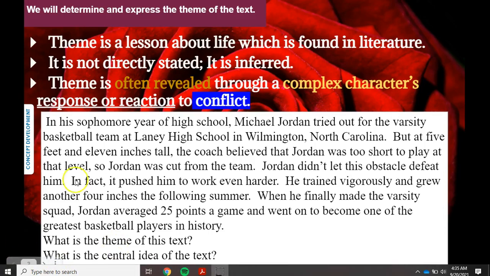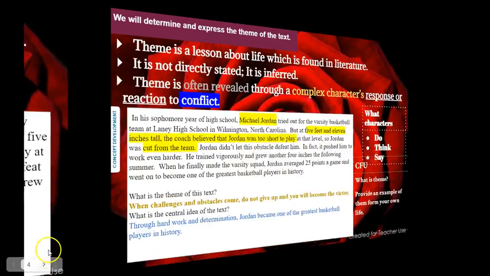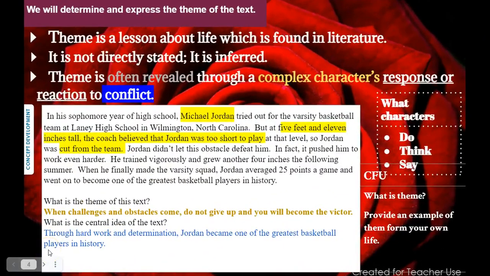So, this is how we basically find our theme. When challenges and obstacles come, don't give up. Jordan could have given up, right? And you will become the victor. Victor is one of your vocabulary words, so you should know what that means. Now we have our lesson. When challenges come, don't give up.